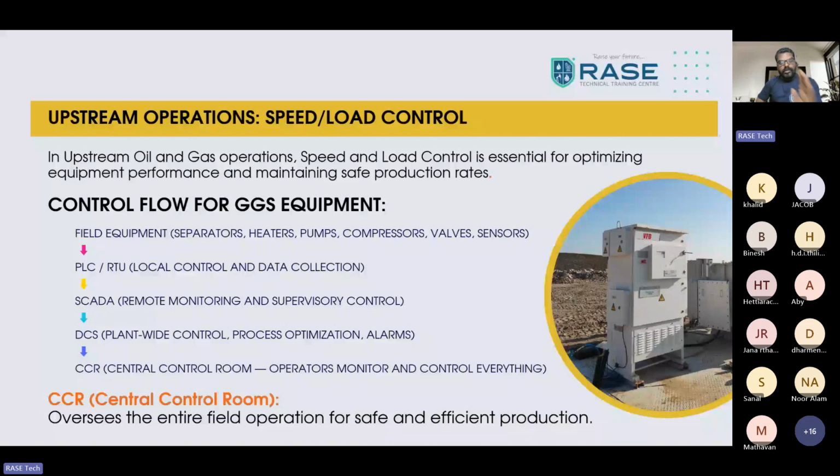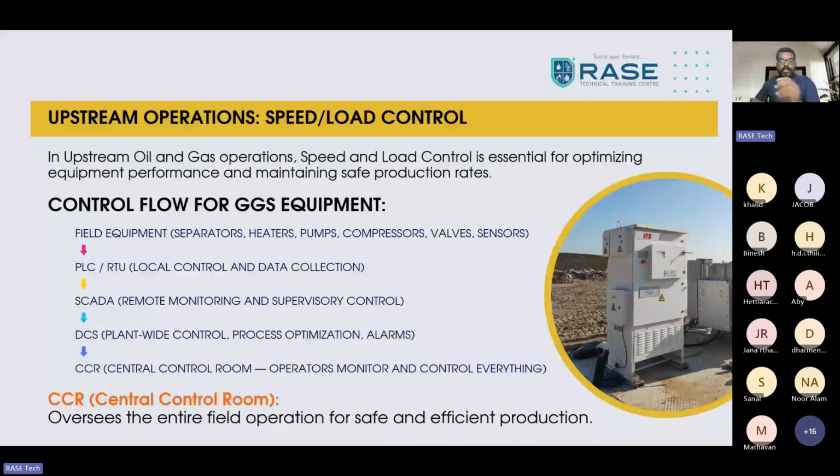Then everything in the DCS is controlled by the central control room, operational monitoring and control, everything for your upstream operation. The CCR oversees the entire field operation for safe and efficient production. This is the central control room function.